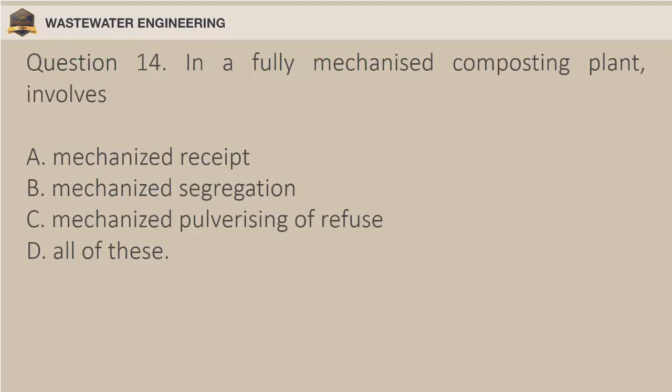Question 14. A fully mechanized composting plant involves A. Mechanized receipt. B. Mechanized segregation. C. Mechanized pulverizing of refuse. D. All of these.